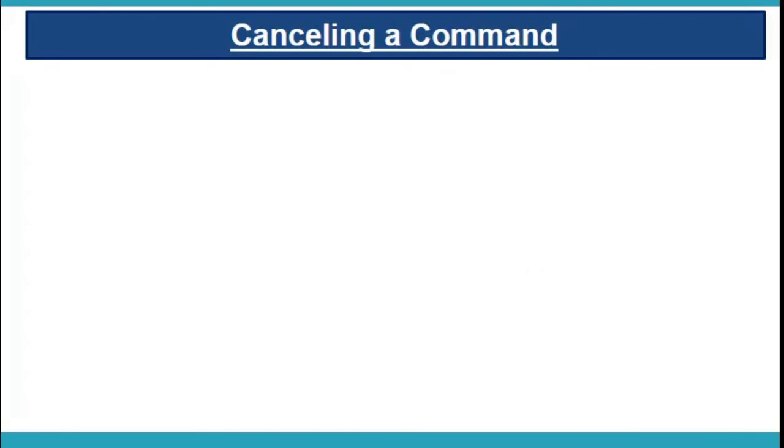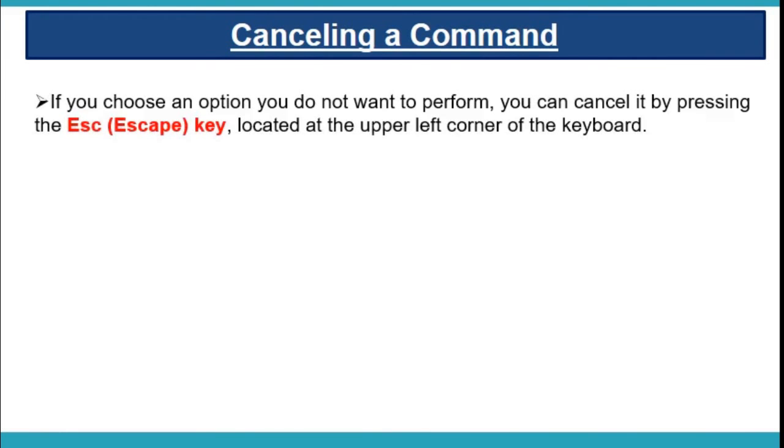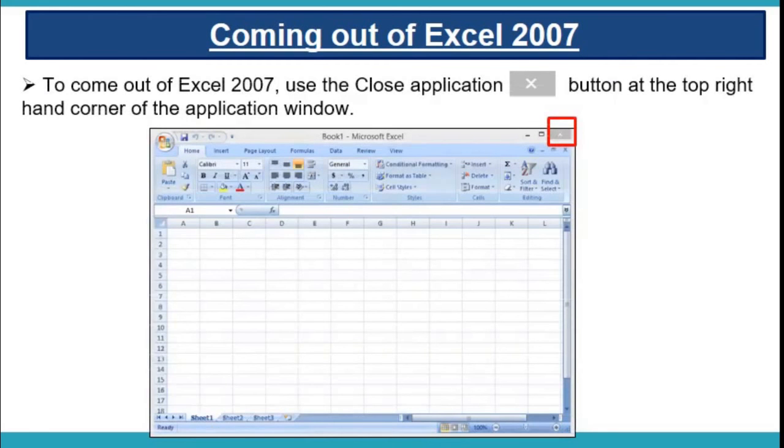How to cancel a command? If you choose an option you do not want to perform, you can cancel it by pressing the Escape key located at the upper left corner of the keyboard. How to come out of Excel 2007? To come out of Excel 2007, use the Close Application button at the top right hand corner of the application window.